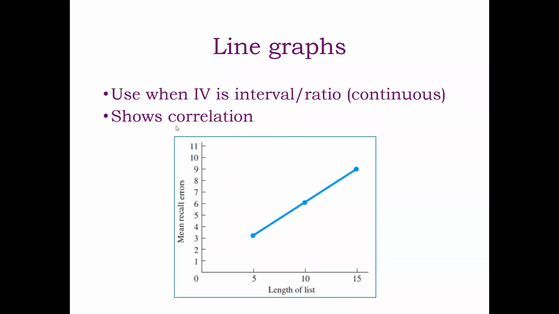We can also use line graphs, okay? This we use more frequently when the independent variable depicted on the x-axis is not ordinal or nominal, when it is continuous. So here is the length of the word list people have to memorize and their mean recall errors. And you can see that the longer the length of the word list, the more errors people made, not surprisingly. This shows a correlation between these variables here.